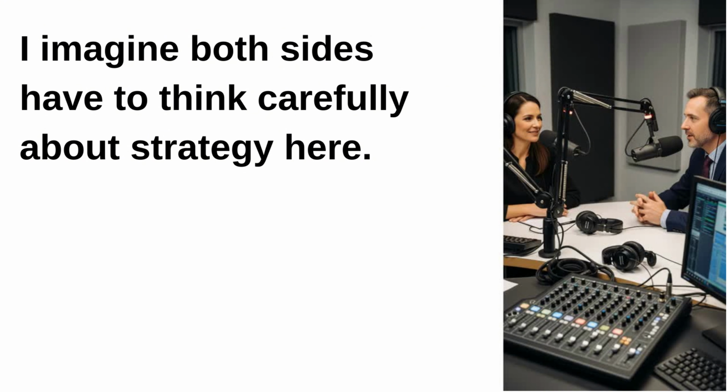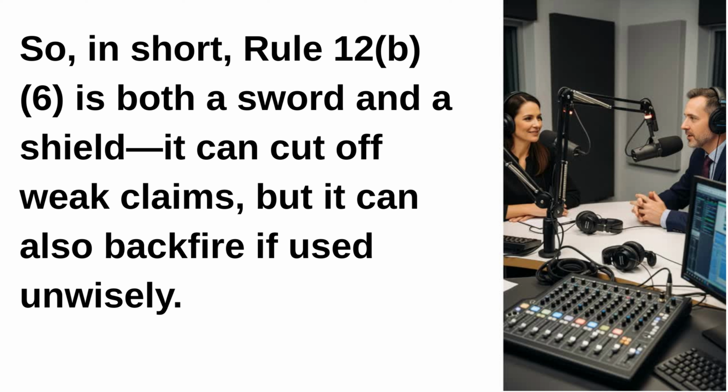Defendants, meanwhile, have to weigh whether filing a motion is worth it. If the flaw is minor and easily fixed, a motion could just help the plaintiff strengthen their case. So, in short, Rule 12b-6 is both a sword and a shield. It can cut off weak claims, but it can also backfire if used unwisely. That's a perfect way to put it.